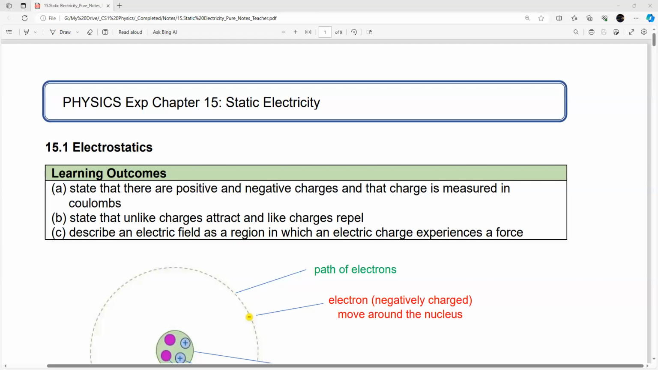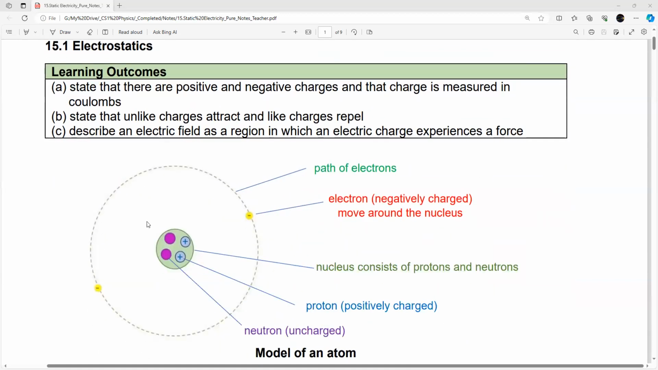Okay, welcome to chapter 15, static electricity. First of all, we need to look at what's inside an atom. It has the nucleus, which consists of the neutron and proton. Protons are positively charged, while electrons are negatively charged.